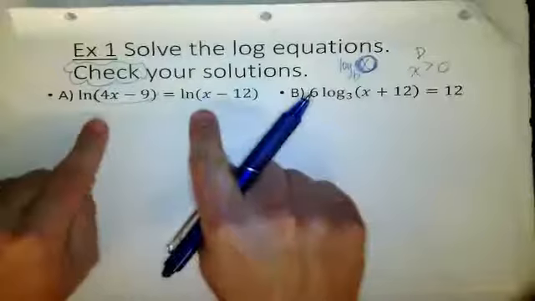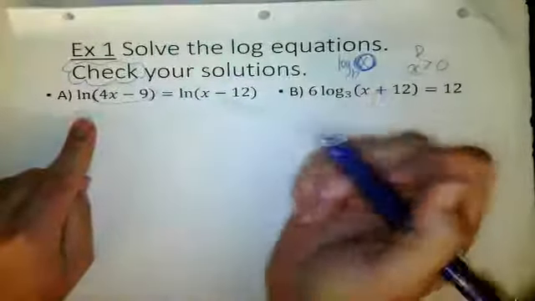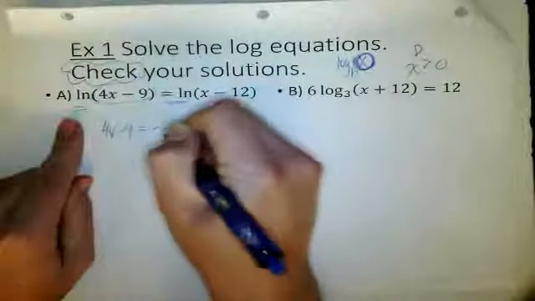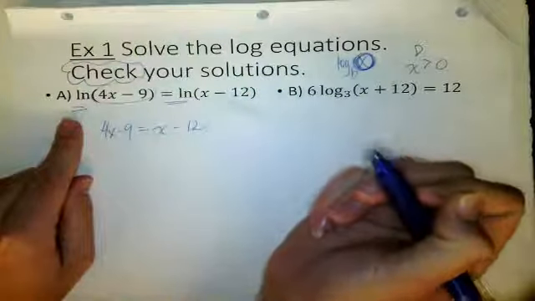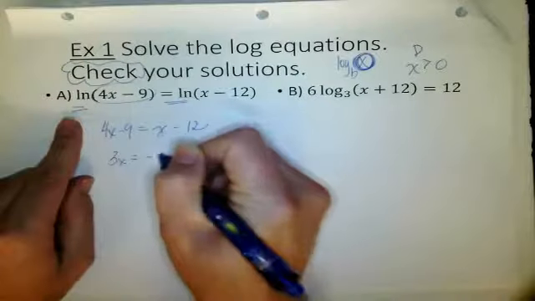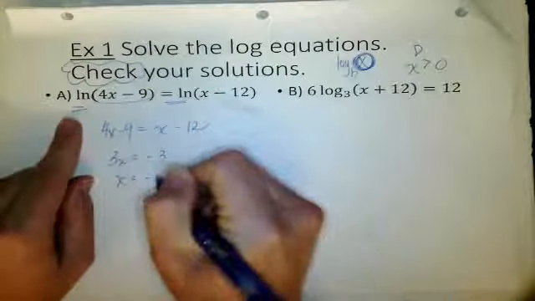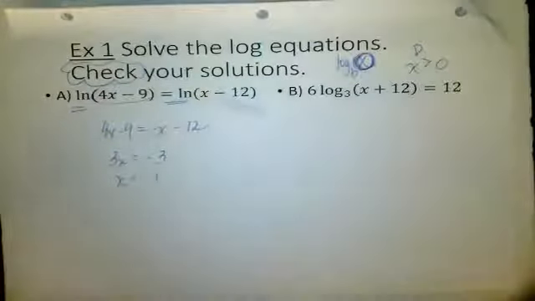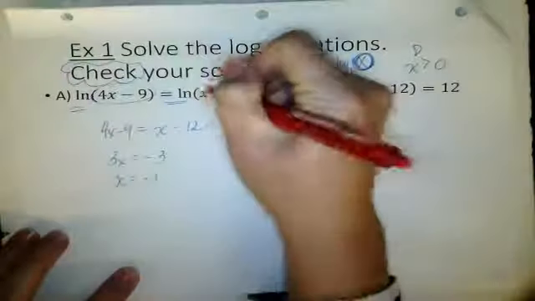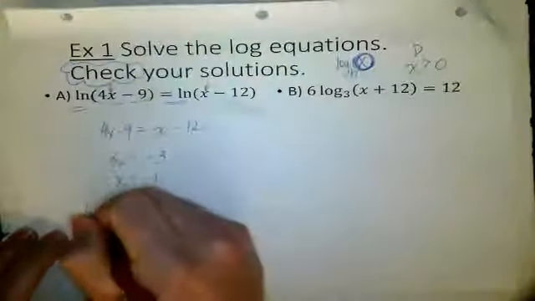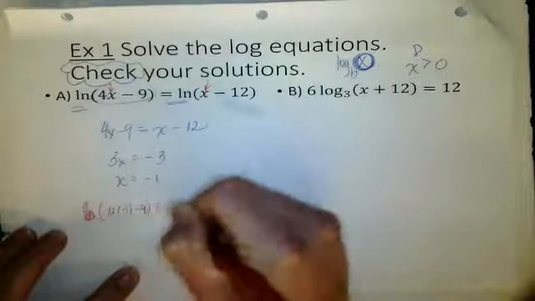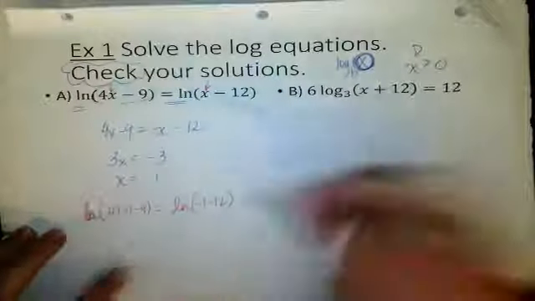Okay, so what property can we use to solve the first one? One-to-one property. If the logs match, then 4x minus 9 must equal x minus 12. So I'm going to subtract an x and add the 9. And I get x equals -1. Now, -1 is a perfectly fine number, but we need to check it. I'm going to plug it back into the original. Always, always the original. Natural log of 4 times -1 minus 9 is supposed to equal the natural log of -1 minus 12. Is this allowed?